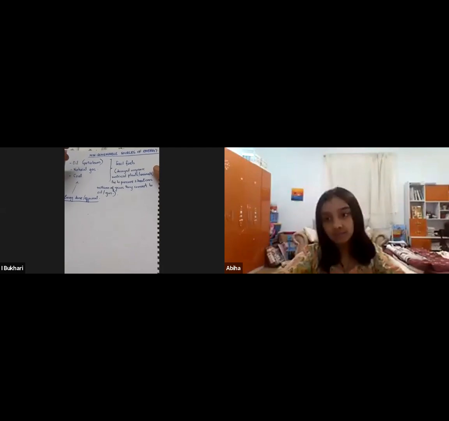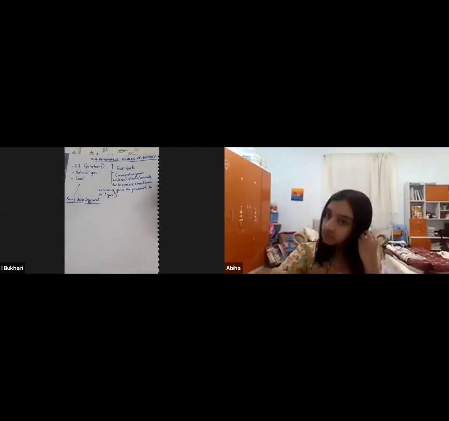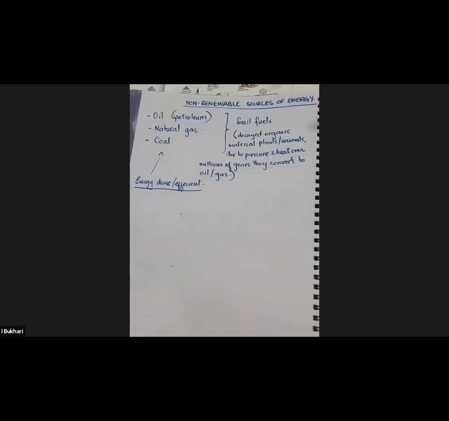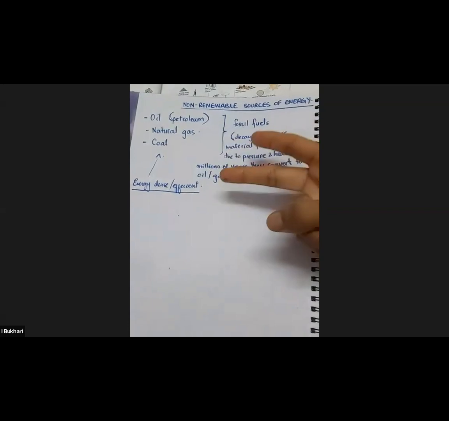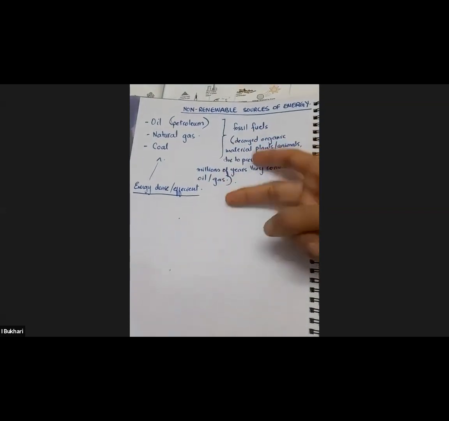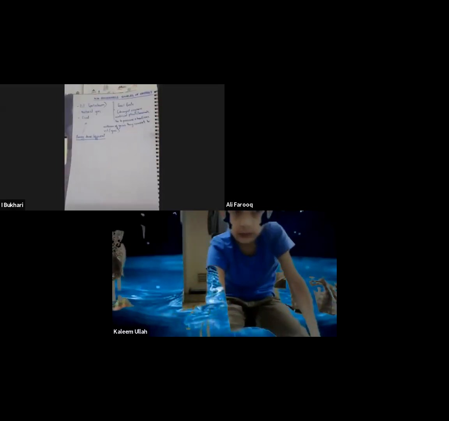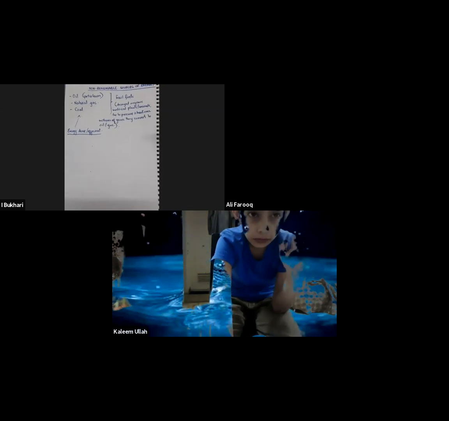But the problem with this non-renewable source of energy, first problem is that we will run out of them, and so we won't have an alternative. Second is that they also produce a lot of pollution, a lot of gases. Number one is carbon dioxide. And these gases are harmful for our environment. They are harmful for the plants, animals, and us. They affect our health negatively, and they also cause global warming. Global warming meaning that they raise the average temperatures of the world, right? How does that happen and all?